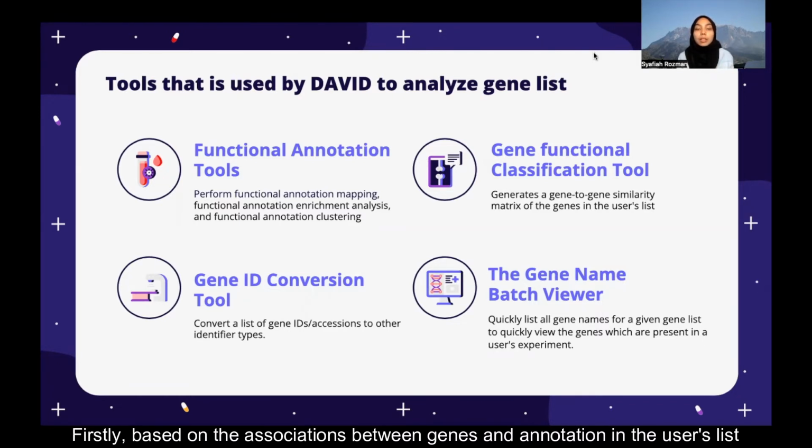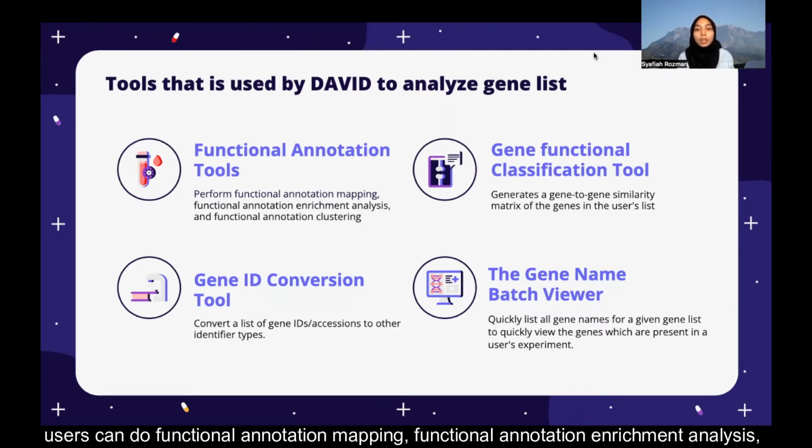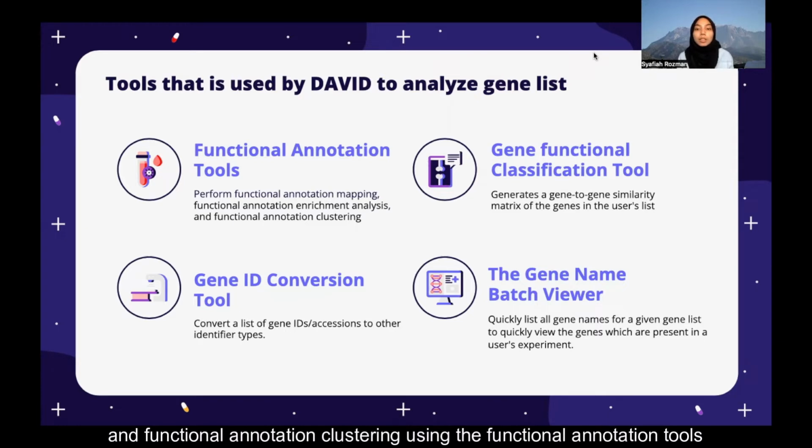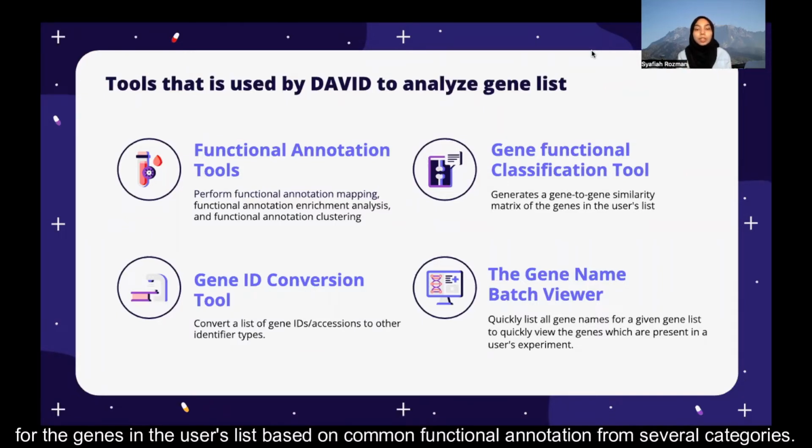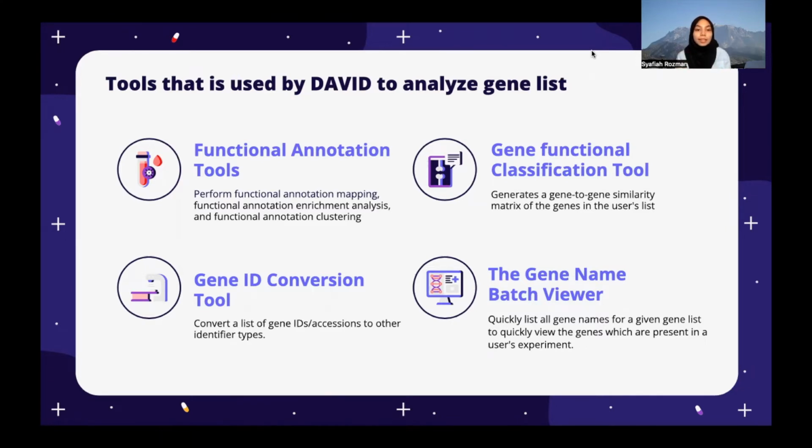Firstly, based on the association between genes and annotation in the user's list, users can do functional annotation mapping, functional annotation enrichment analysis, and functional annotation clustering using the functional annotation tool. Secondly, the gene functional classification tool creates a gene-to-gene similarity matrix for the genes in the user's list based on the common functional annotation from several categories.